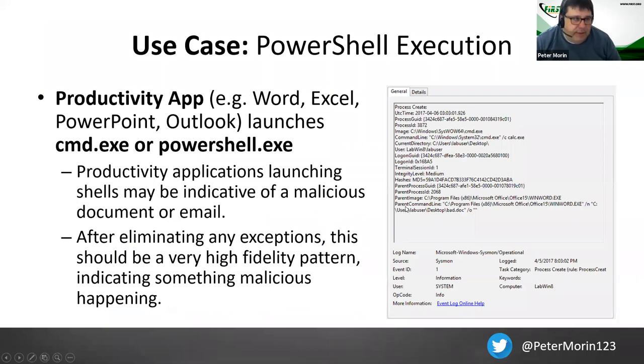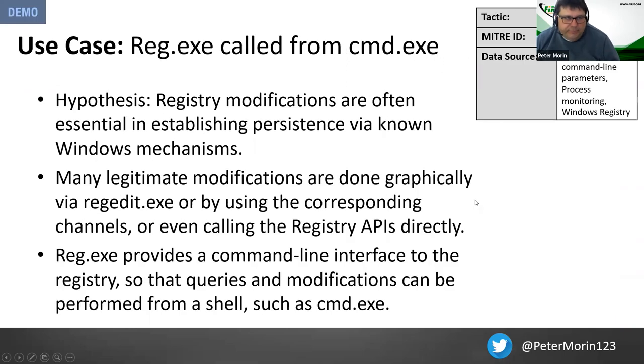Productivity apps launching command.exe or PowerShell. This is another one we talked about earlier. Programs like Office, WinWord, Excel opening a document that's been weaponized, and that launches command.exe or PowerShell. You can see in my example the parent image is WinWord, and the parent command line shows WinWord opening a file in C:\Users\LABUser\Desktop\bad.doc. Then above it, the command line is command.exe and it's running calc. So we can see that as well.